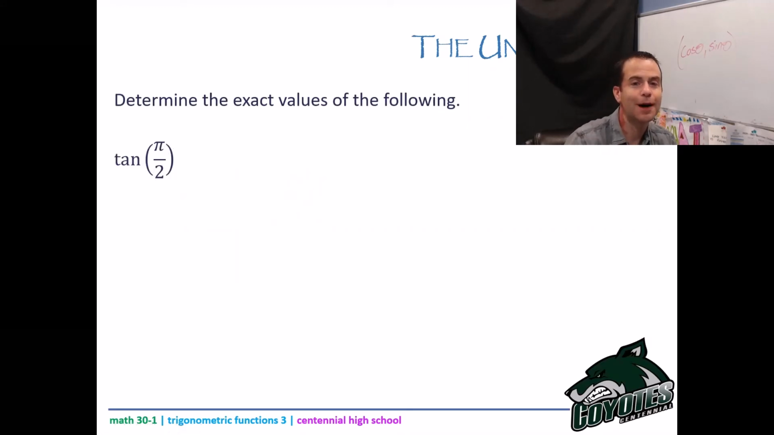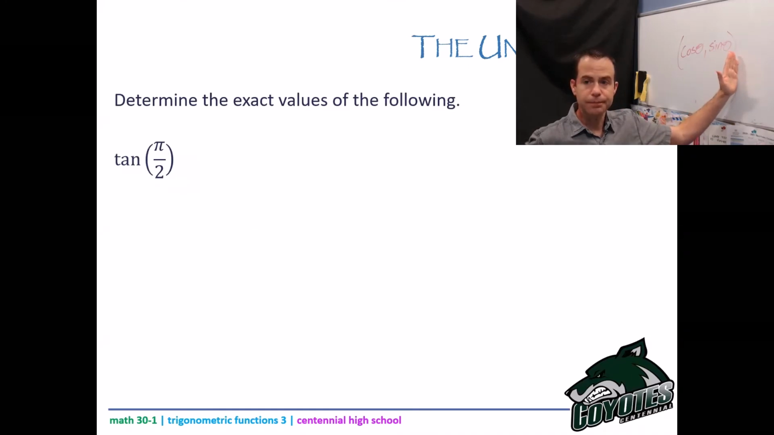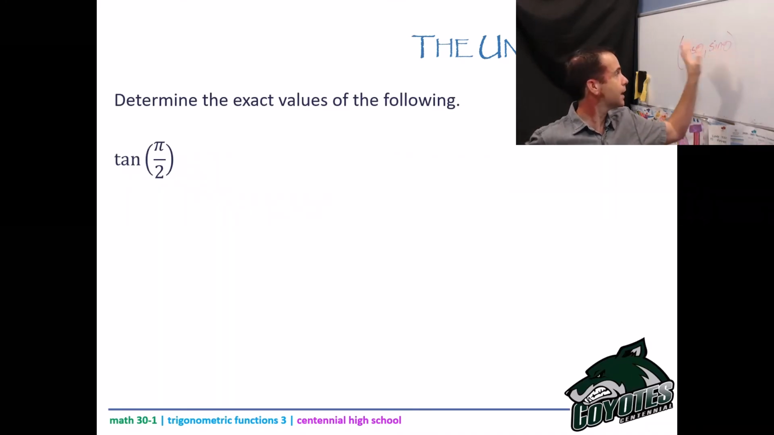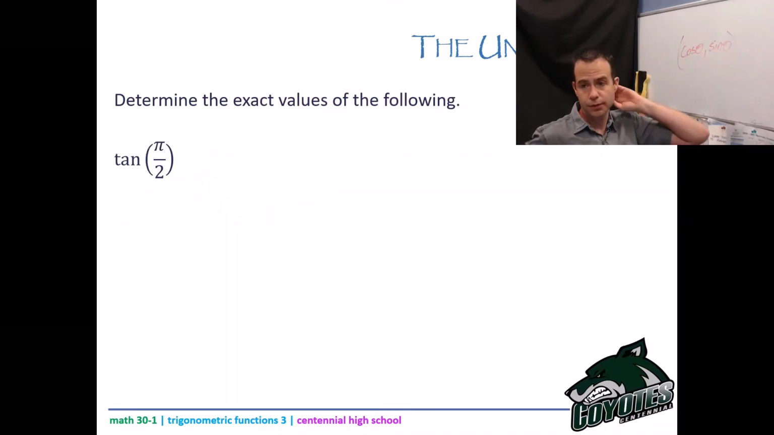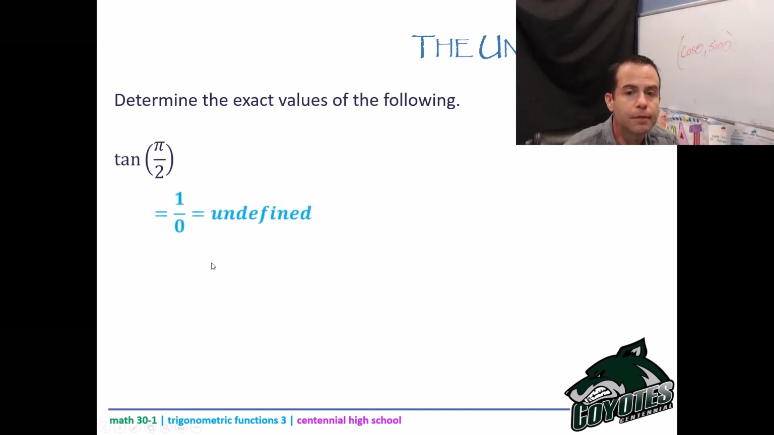Tan of pi over 2. So I'm heading to pi over 2 on my unit circle, and I'm looking at sine divided by cos. So my y value divided by my x value, that's going to be a 1 over 0. That's undefined. And so your answer here has to be undefined. Tan ratios don't exist at pi over 2. There's one other spot they don't exist on the unit circle. Can you find it? If you answered 3 pi over 2, you're correct.